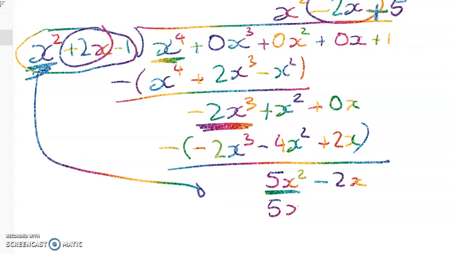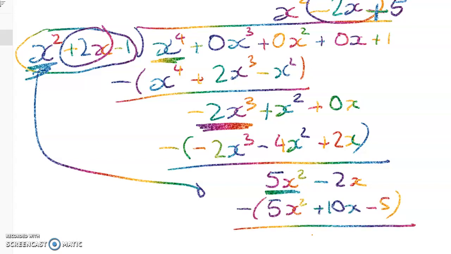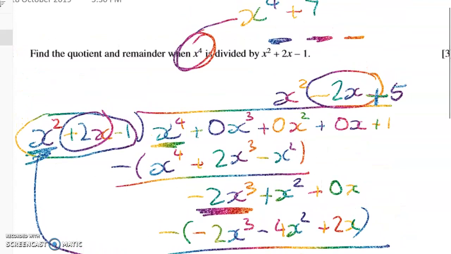So here we have 5x squared plus 10x minus 5, subtract all of that, and we've got left over negative 12x plus 5. So this is my remainder, and this thing here is my quotient. I'm going to do long division on the next 2 now as well.